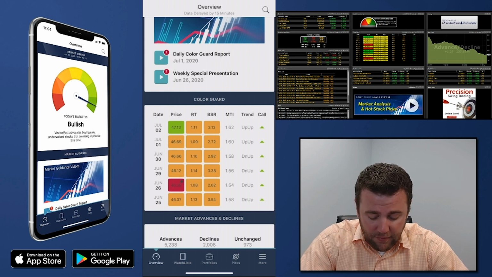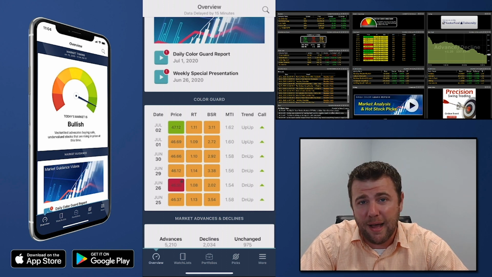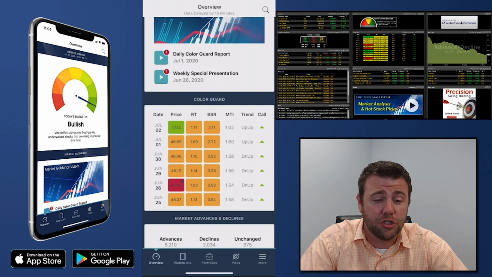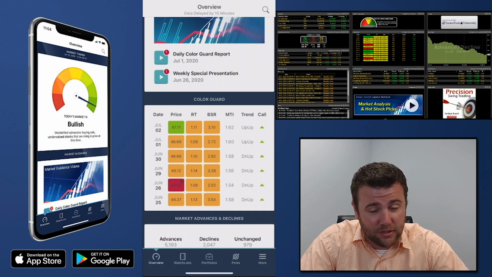Now, there's always a level that we note. 1.6 or greater shows the market's generally looking for a top. And then 0.6 and below shows the market's generally looking for a bottom. At 1.62, we're still looking for that top here in the market right now.